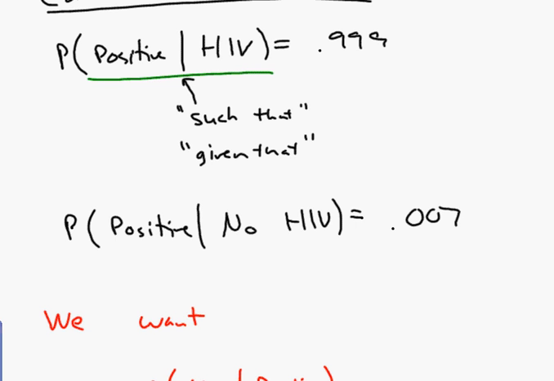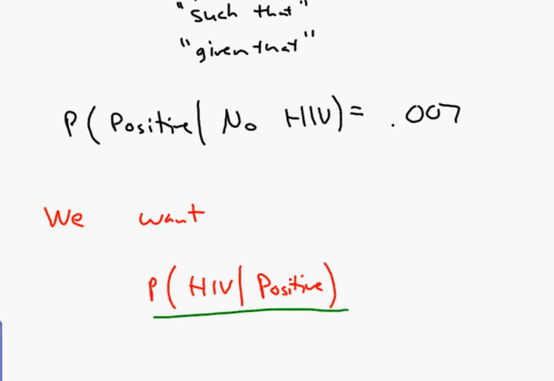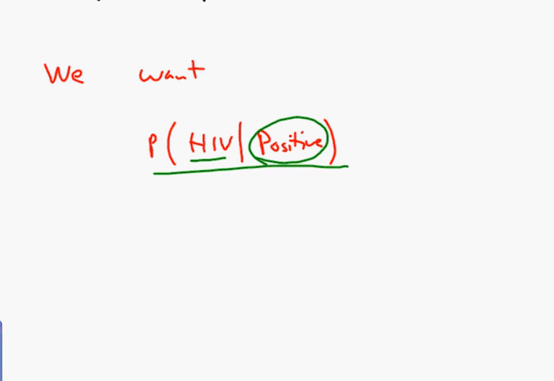Just to reiterate, this top probability is saying the person we know is a carrier of the virus, how likely is the result to come back positive? This is saying someone came in, they got a positive result. How likely is it that they actually have the virus? Okay, so let's get started on how we're going to work this out.